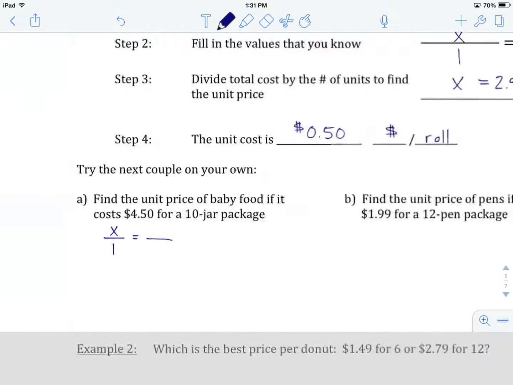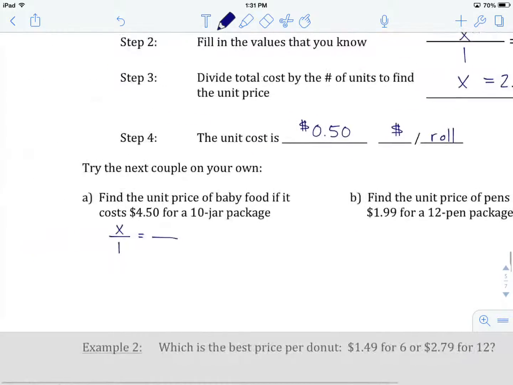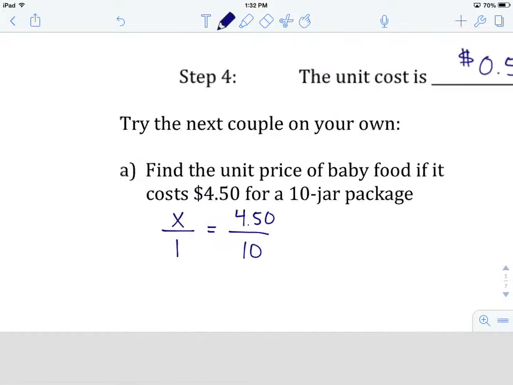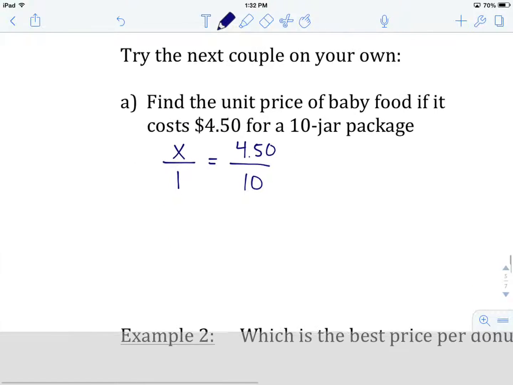In the second ratio, we're going to take the total cost, which is $4.50. We're going to divide it by the total number of items, which in this case is going to be 10 jars. So now we finished our proportion. Now we can do this calculation.